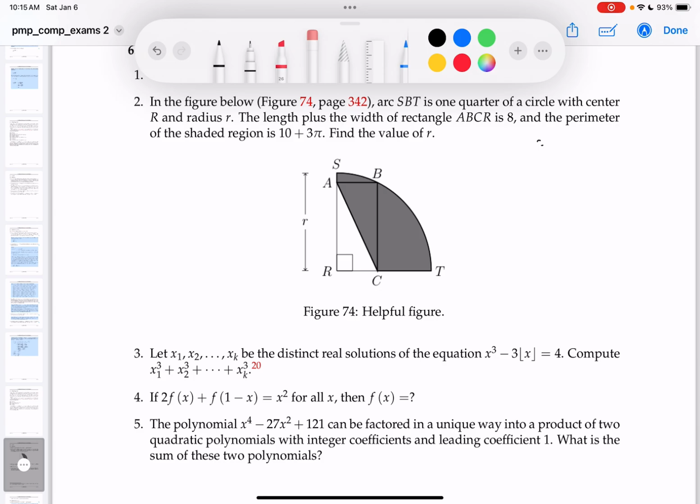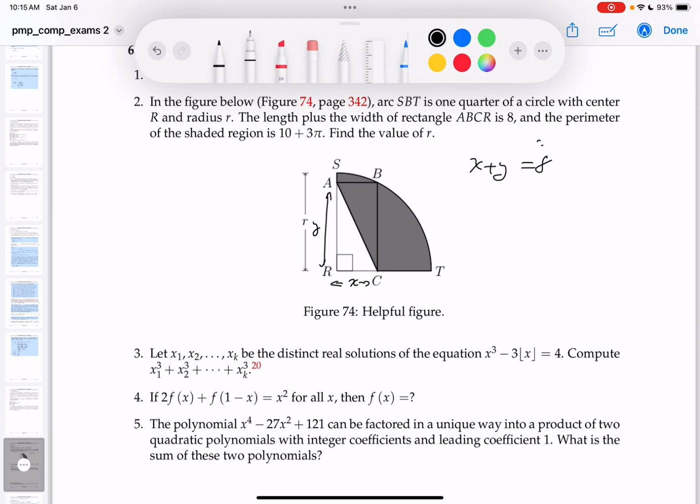So I'm going to start to label this diagram over here, and I'll go to the whiteboard later. I'm going to say this is the base of that rectangle, x, and this is the height of that rectangle, and I'm going to call it y. So first thing I'm going to do is say x plus y is equal to 8, all right?